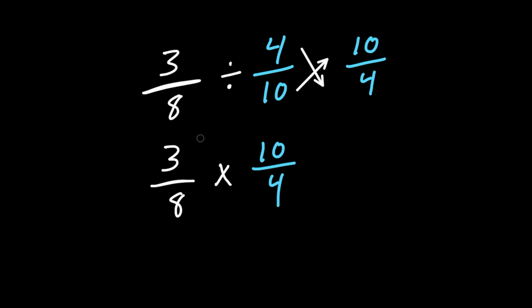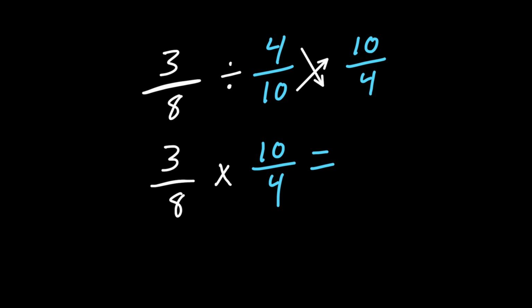So look at the difference. Here, the first number stays the same, but instead of dividing, you multiply it. And this second fraction, instead of being 4/10, we flipped it around, so now it is 10/4. And now we just multiply.